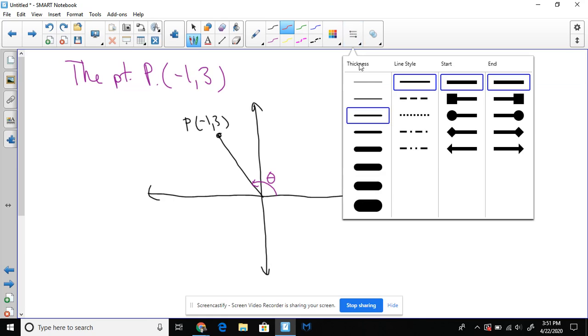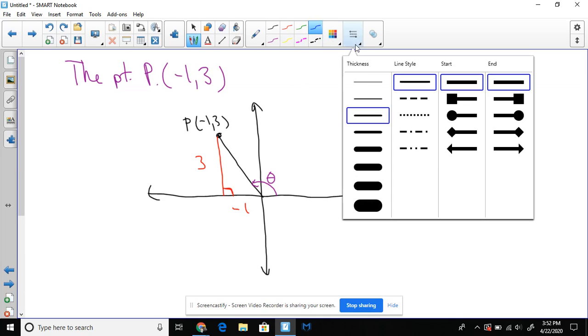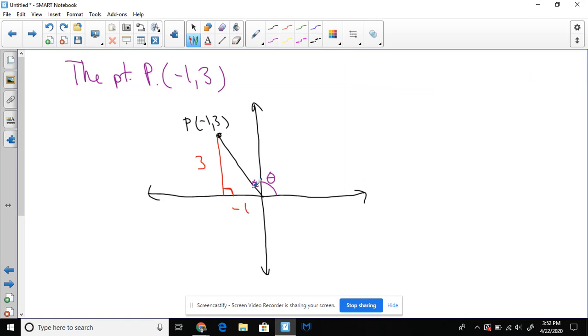Okay, and then we will drop ourselves a nice perpendicular. And then again, if X is negative 1, then that's negative 1, Y is 3, that is 3. Okay? And then just as we've done before, this here is my related acute. Okay? So now same thing, right?